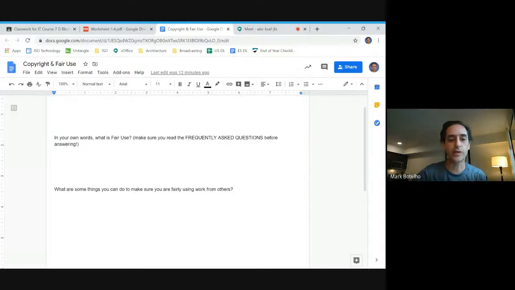And the last one is, what are some of the things you can do to make sure you are fairly using the work of others? I've already mentioned some stuff, right? The Google fair use thing is one. Paraphrasing, citing the author, using only a piece of it, writing and asking for permission. There's many things you can do. You could probably write a whole page on this if you wanted to. You don't have to do that much, but tell me, what would you do to make sure you wouldn't get in trouble? Okay.